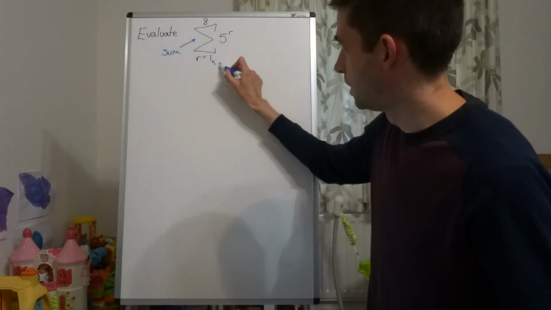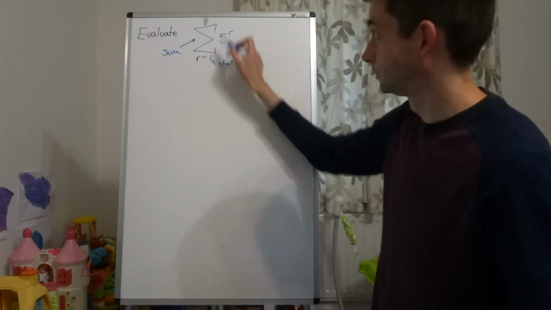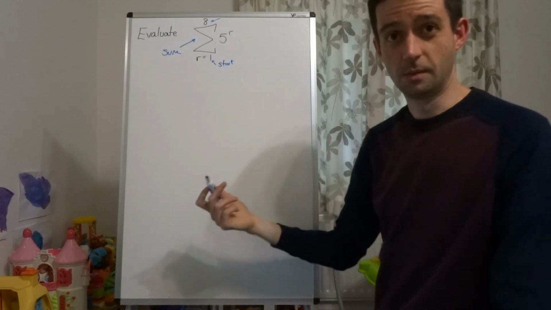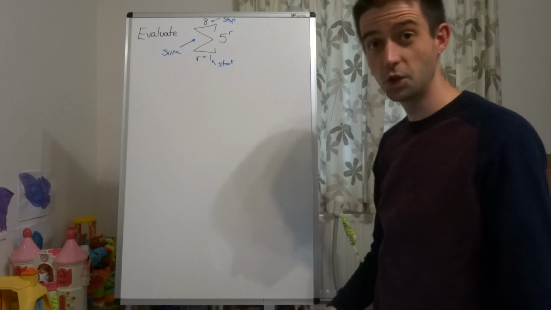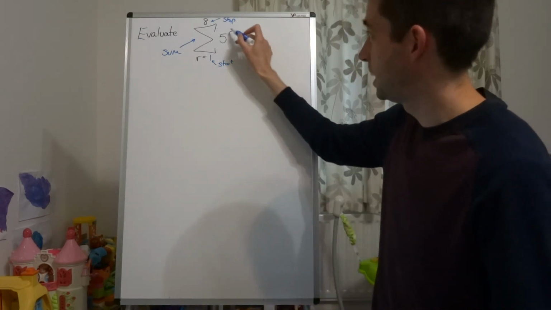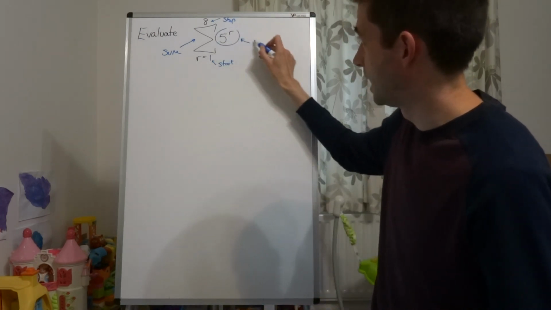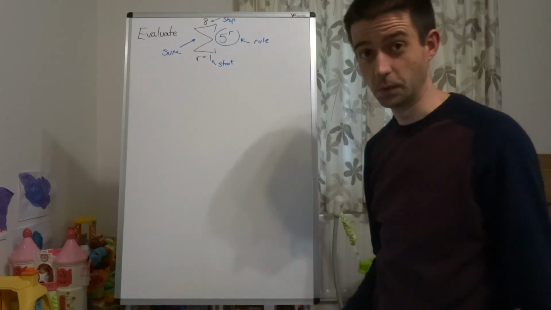Now r equals 1 is where you start. 8 is the number of terms you go up to, so for the purpose of this is where you stop. And this bit here, 5 to the power of r, that is the rule for the sequence.